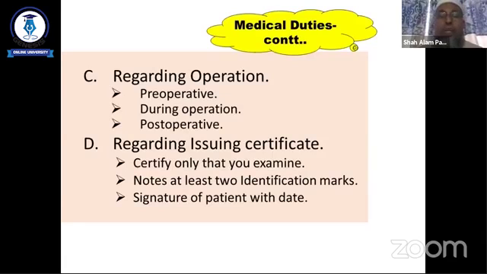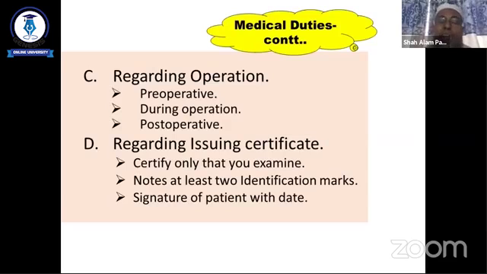And there are some post-operative duties. If you operate on a person and the operation is successful, but you don't take any care in the post-operative period, and the patient's condition deteriorates, you will have to pay for this. That is, you have to face negligence issues. Hence, regarding operation, there are duties pre-operatively, during operation, and also post-operatively.